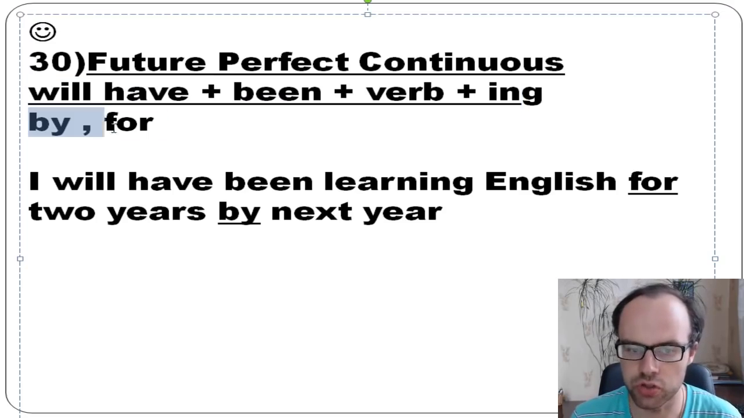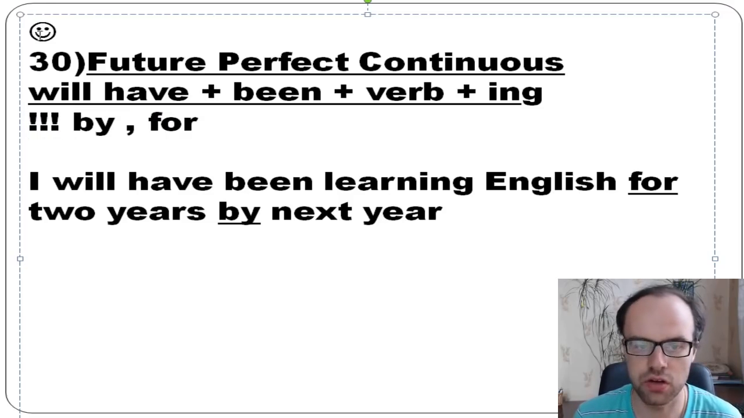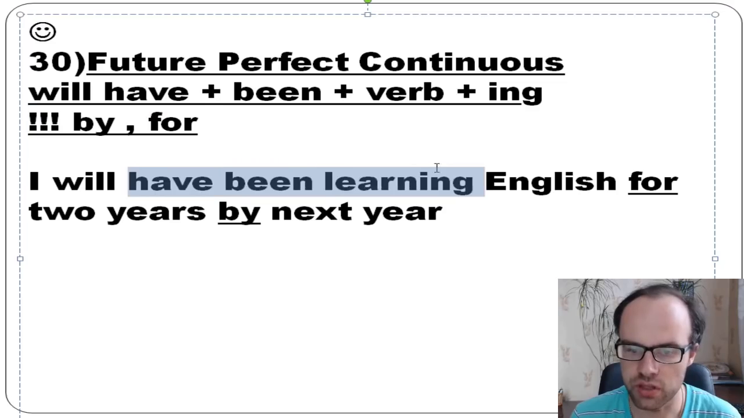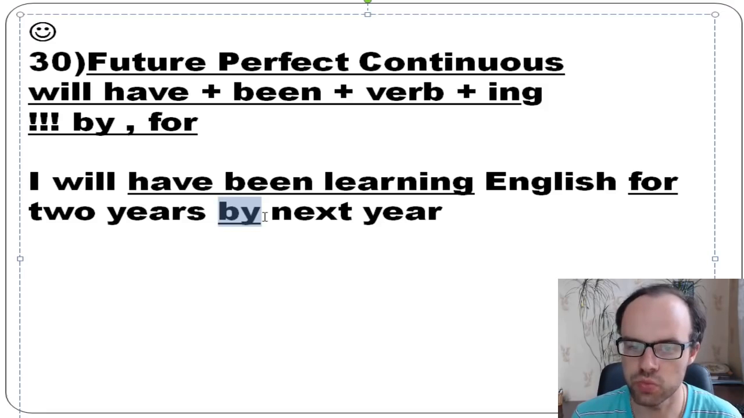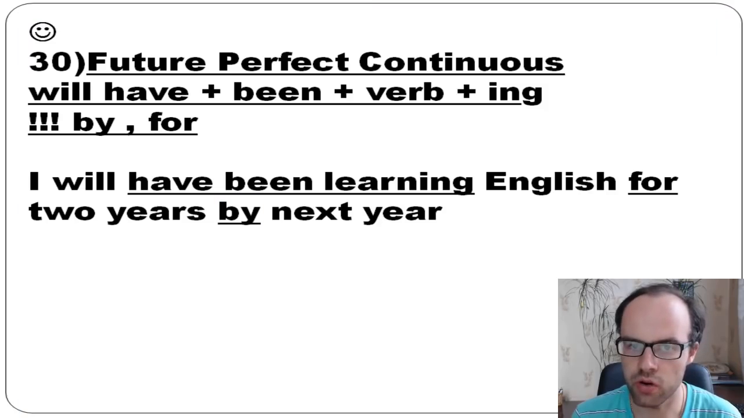And if you talk about the future and you have by and for, you need to use this tense. Look, I will have been learning English, have been plus verb plus ing. I will have been learning English for 2 years by next year. So by and for, and you use future perfect continuous. So I think it's a good idea for you to make up your own examples with all these grammar structures. Good.